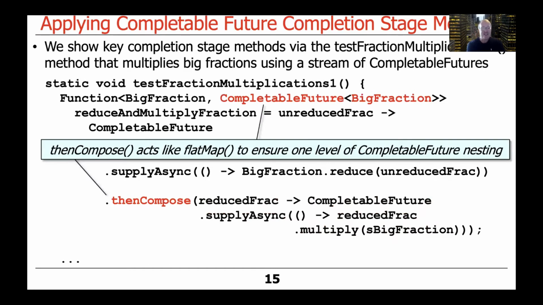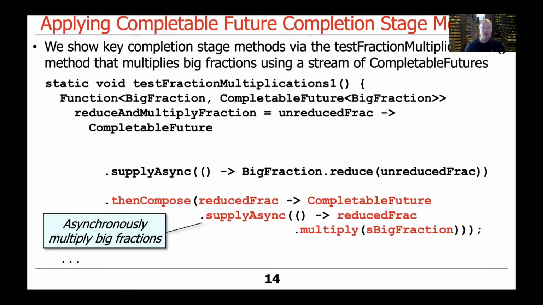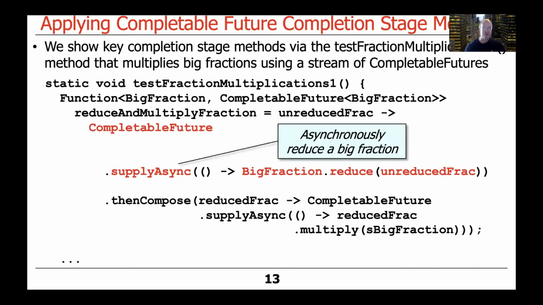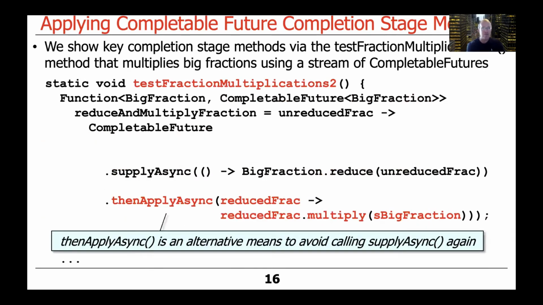So you can basically think of thenCompose as acting like flatMap to ensure there's only one level of CompletableFuture nesting. So a good thing to remember, that's the main difference between thenCompose and thenApply. You get de-nested CompletableFuture results. Now, it's also perfectly plausible to use thenApplyAsync here instead. So instead of doing this call where we've got a nested CompletableFuture supplyAsync after previously calling CompletableFuture supplyAsync, as opposed to having to call that twice, instead we can use thenApplyAsync.